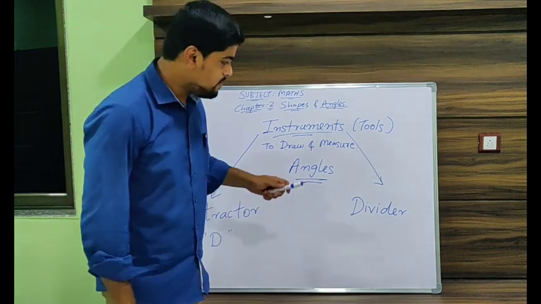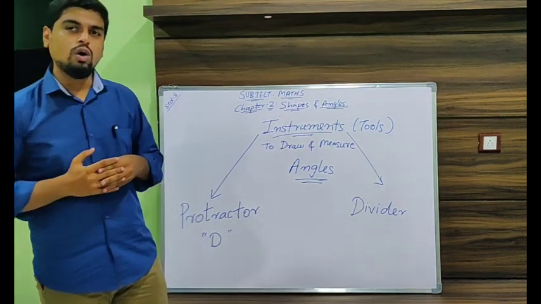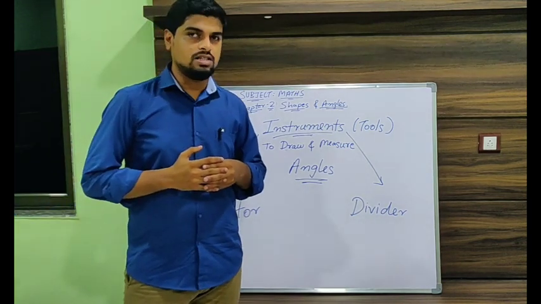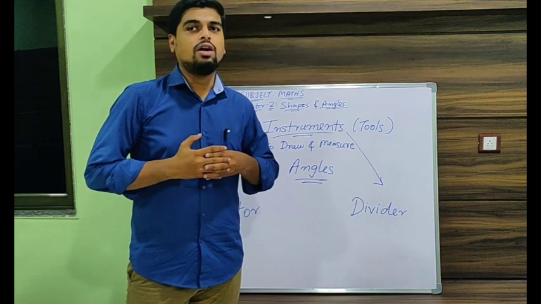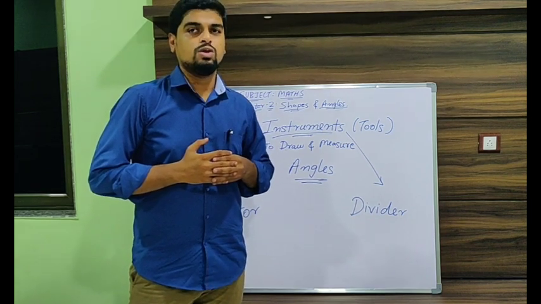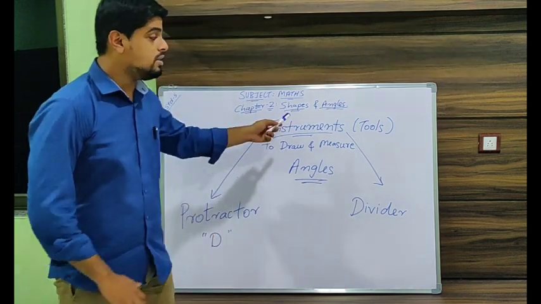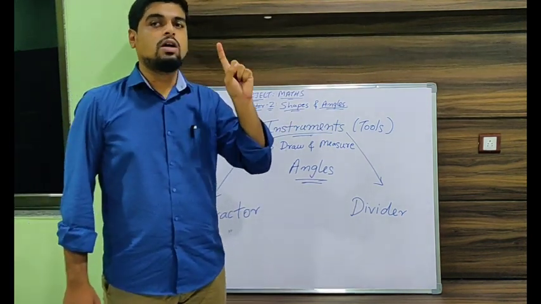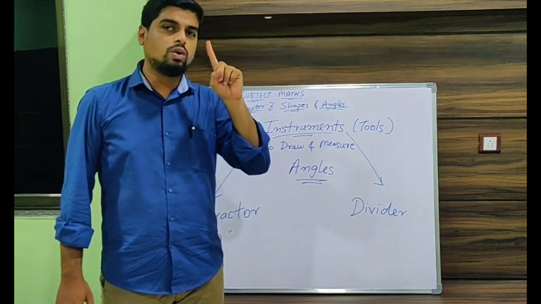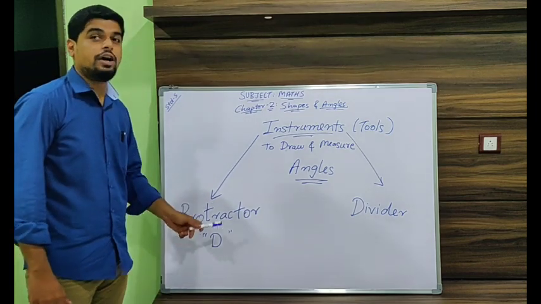The first one is instruments or tools that are used to draw and measure angles. Do you know angles? Yes, you know, we have learned in the previous video. So how to measure those angles? Using these instruments. There are mainly two instruments, out of which we are going to learn one in detail. One is the protractor, or D.